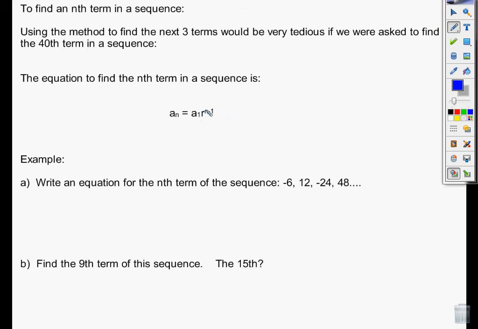So the equation to find the nth term, and I don't know, that looks a little smushed. Is it bad on your paper? Okay. I'm going to rewrite it a little bit more spaced out.